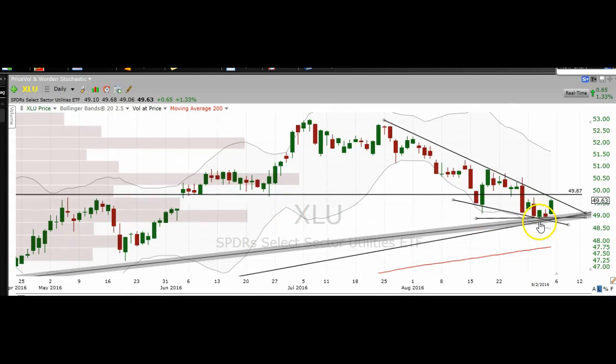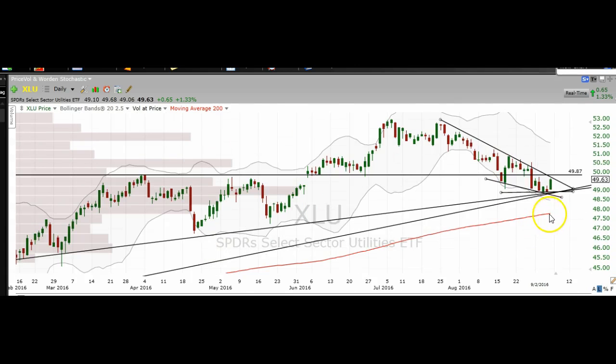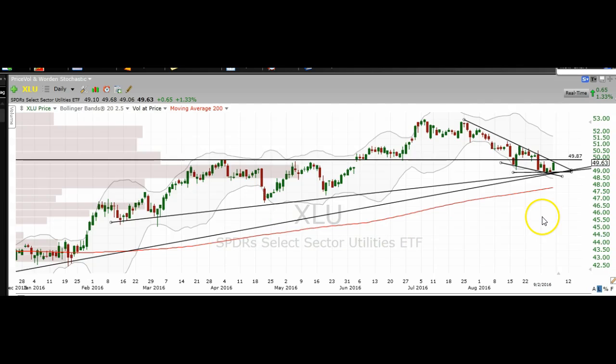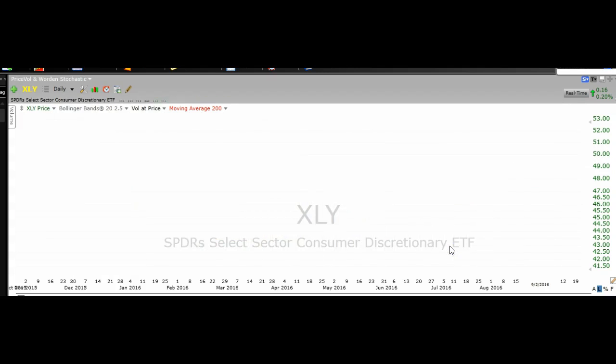If it breaks these lows, we're most likely going to be headed down to the 200-day moving average and test that, as we haven't tested it since we broke over it over here. All right, let's move on to the next.